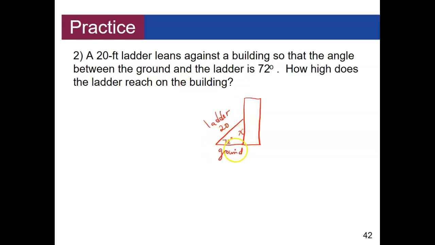While my triangle is kind of small, I can still see that I have the hypotenuse given to me. I'm trying to find the opposite side. If I'm working with hypotenuse and opposite, this is a case that's going to involve sine. So I'm going to use the sine of 72 equals the opposite side over the hypotenuse. Cross multiply.